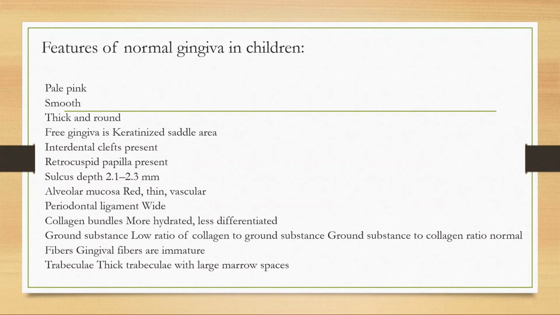So normal gingiva in children, we know it is pale pink, smooth, thick and round. Free gingiva is keratinized, with interdental clefts and retrocuspid papillae. Sulcus depth would be 2.1 to 2.3 millimeter. The red alveolar mucosa and wider periodontal ligament. Collagen bundles are more hydrated and less differentiated. There is a low ratio of collagen to ground substance. And the bone has immature trabeculae, thick trabeculae with large marrow spaces.